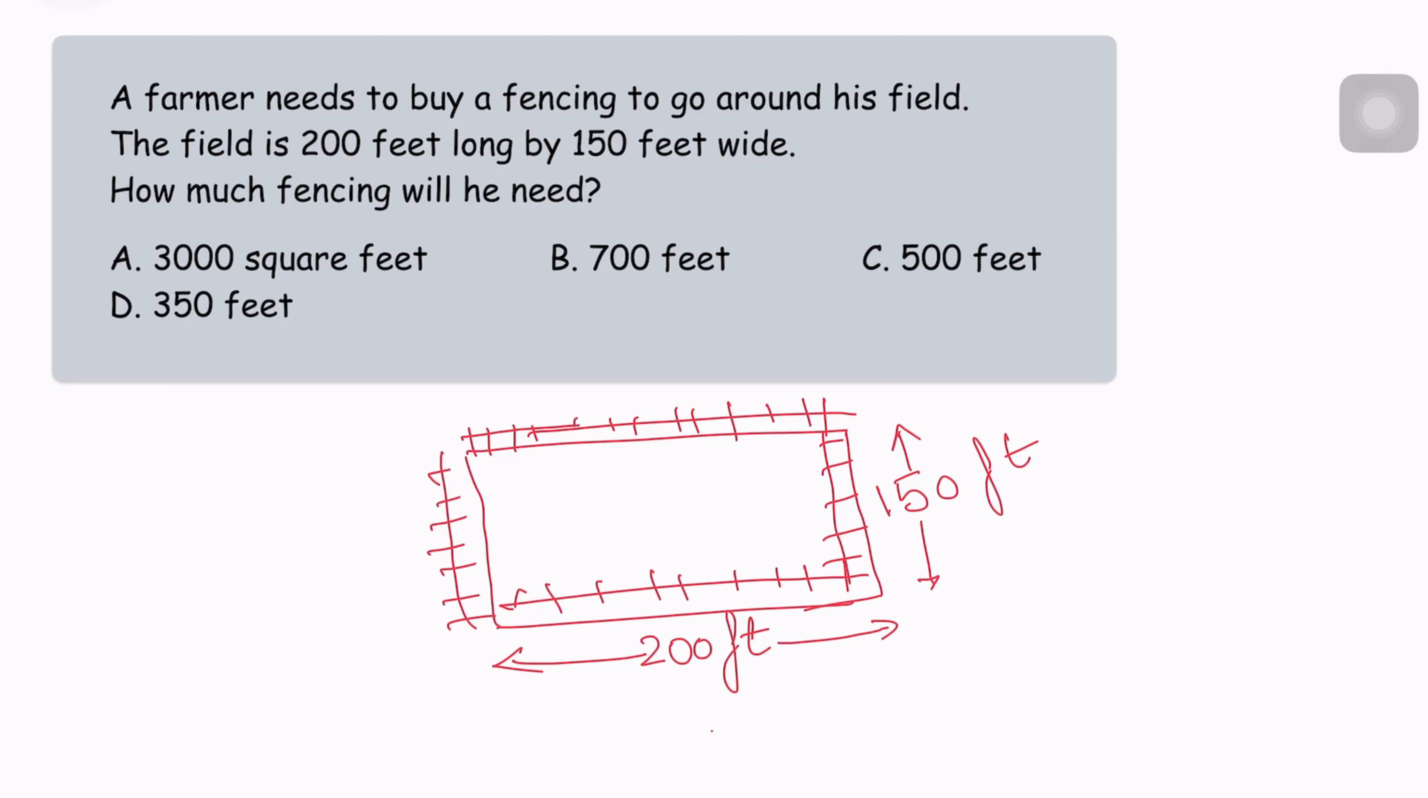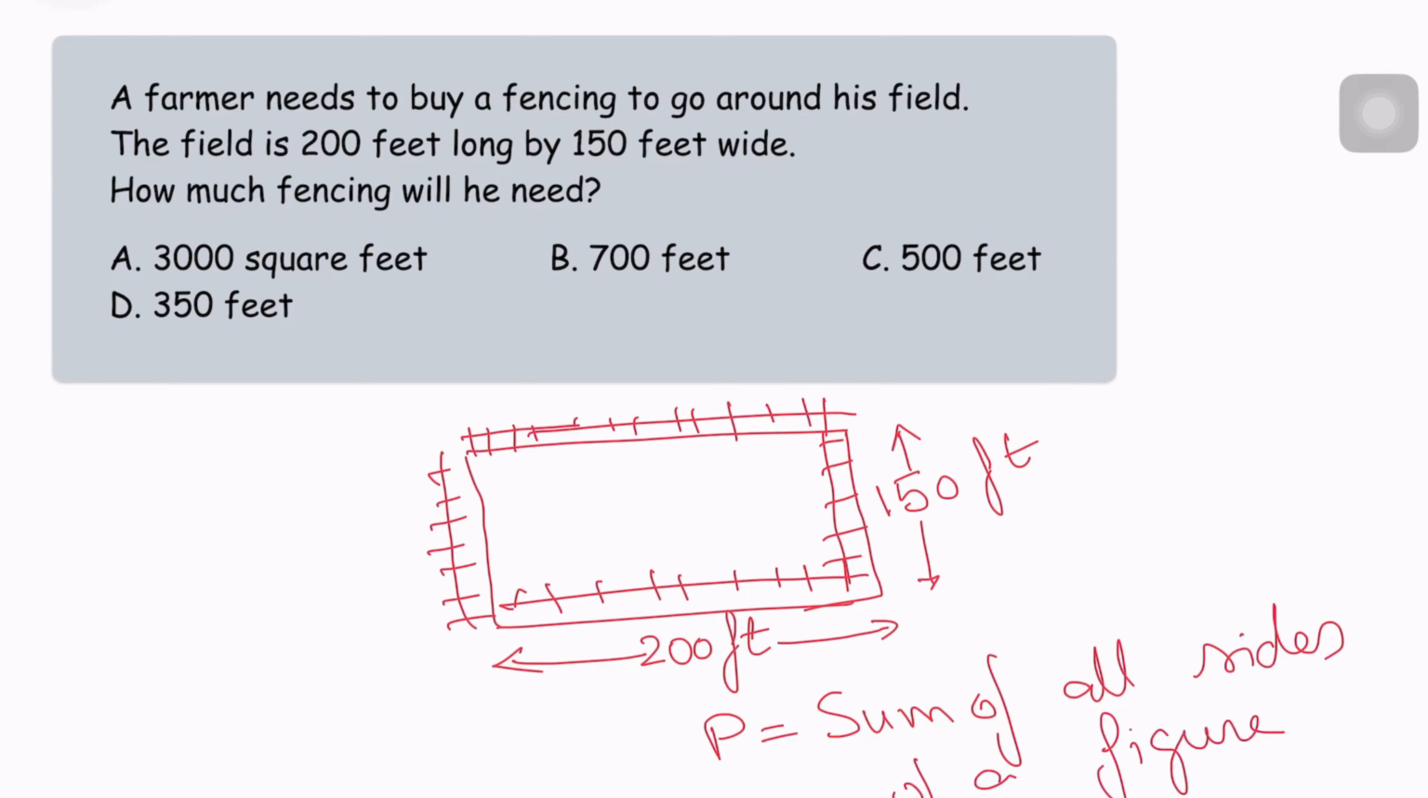What is perimeter? It is the sum of all sides of a figure. So at a high level, perimeter is nothing but a sum of all sides of a figure. For a rectangle, the perimeter is twice length plus breadth. Okay, this is the formula. But in case you don't know the formula, there is nothing to worry. We have to add all the sides.